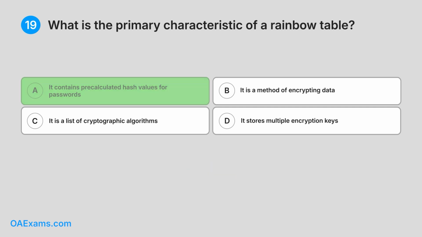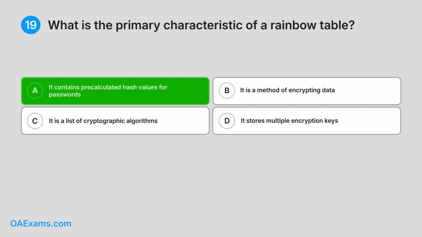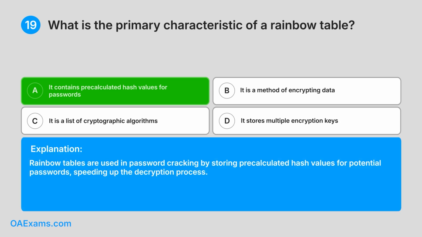Correct answer. A. It contains pre-calculated hash values for passwords. Explanation. Rainbow tables are used in password cracking by storing pre-calculated hash values for potential passwords, speeding up the decryption process.